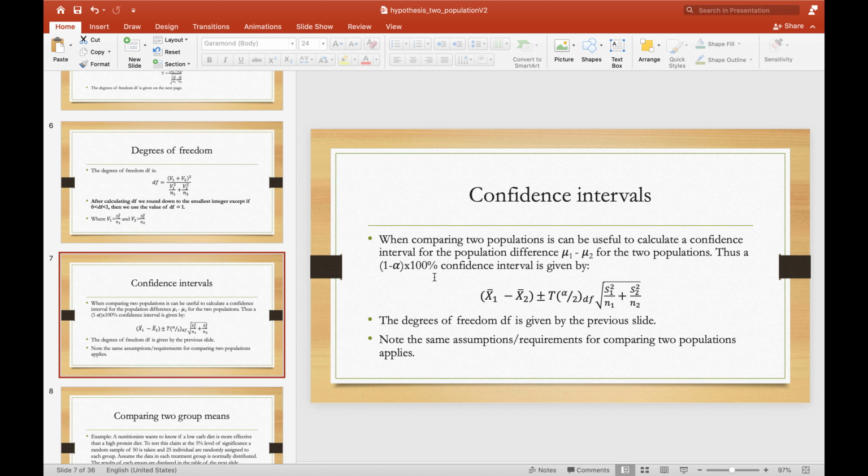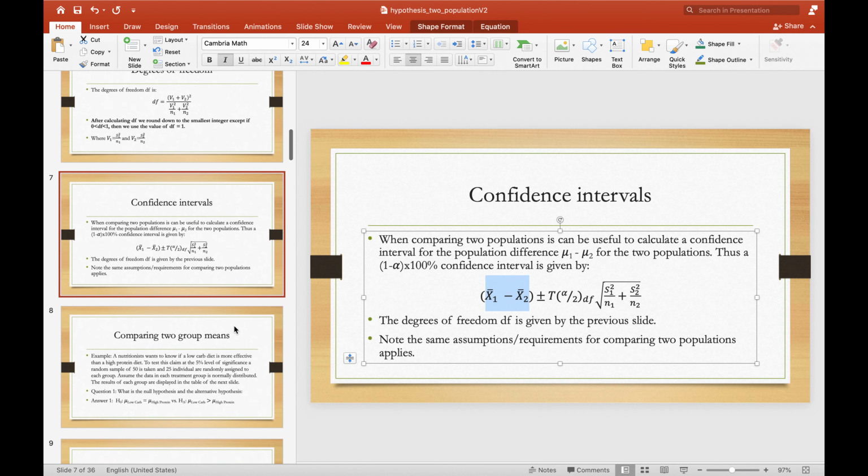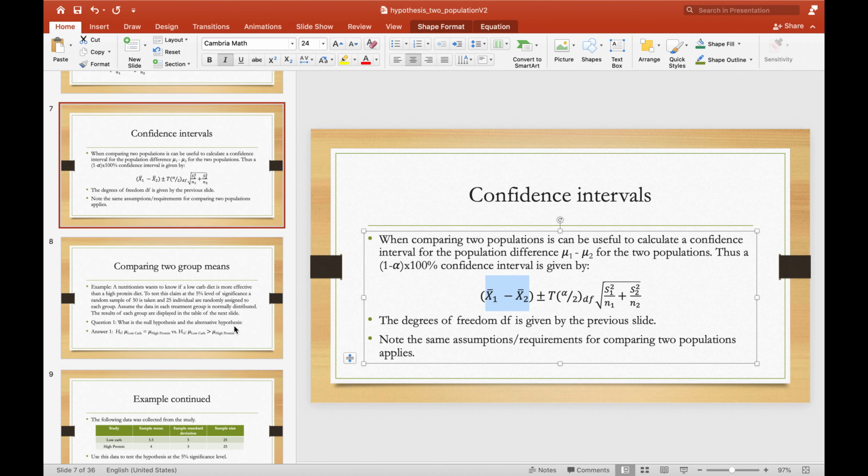So just like before, as usual, the confidence interval is given by our point estimate, that is, the estimated difference of two means, plus or minus a margin of error. That margin of error is dictated by the t-distribution and your standard error. Okay. So let's see how this works.